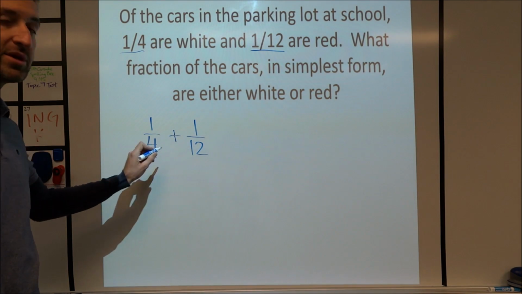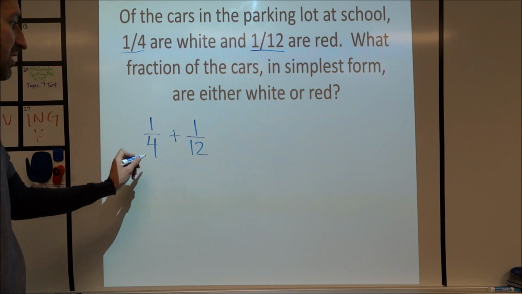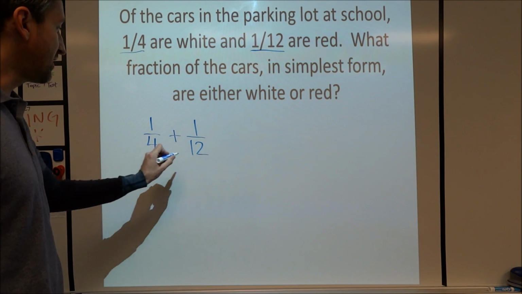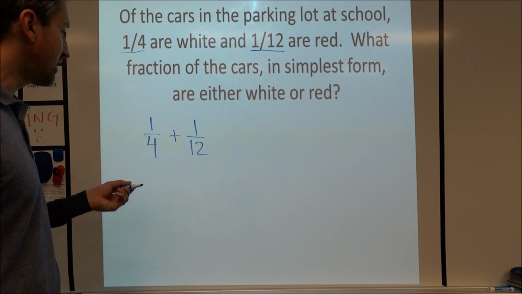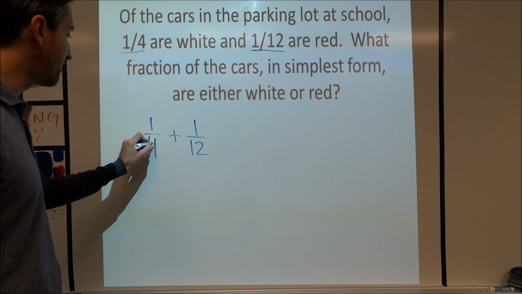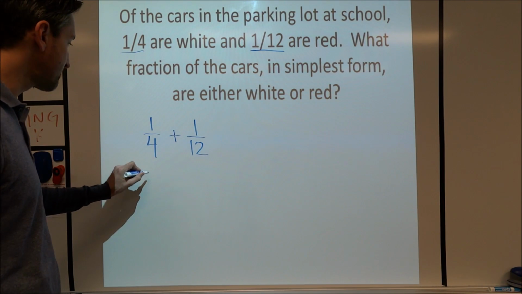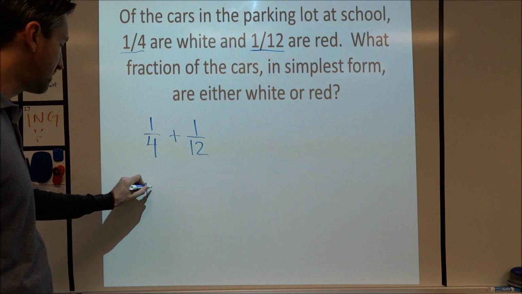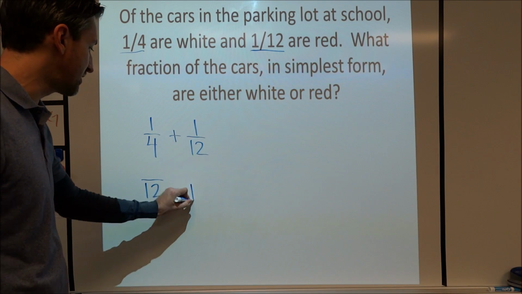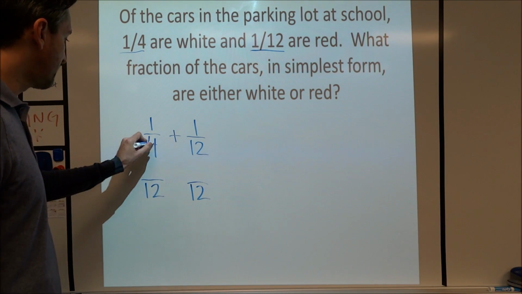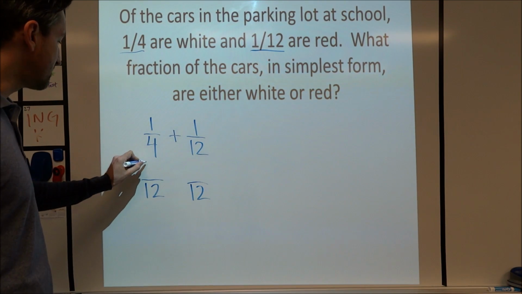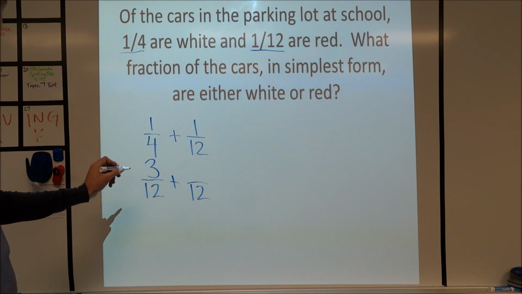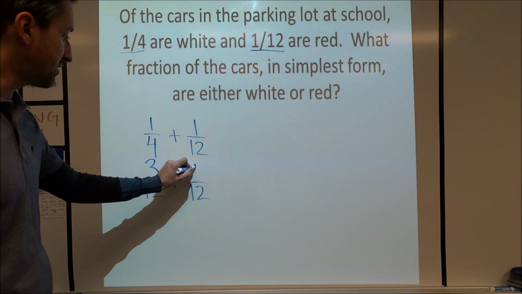I need to find a common denominator so that my fractions are kind of speaking the same language. I know that 12 will work as a common denominator because I can multiply 4 times 3 is 12. So I'm going to make an equivalent fraction for 1/4 using 12 as my denominator. 4 times 3 is 12. 1 times 3 is 3. So 3/12 is equal to 1/4. 1/12 stays the same.